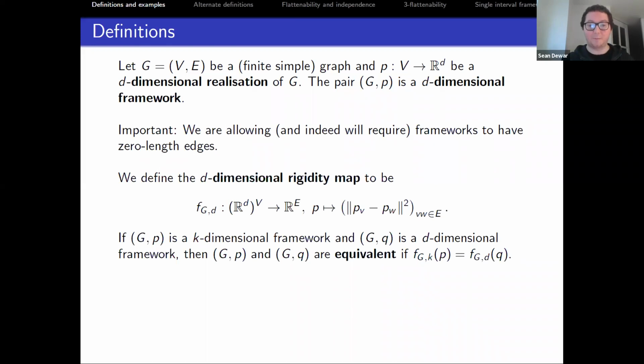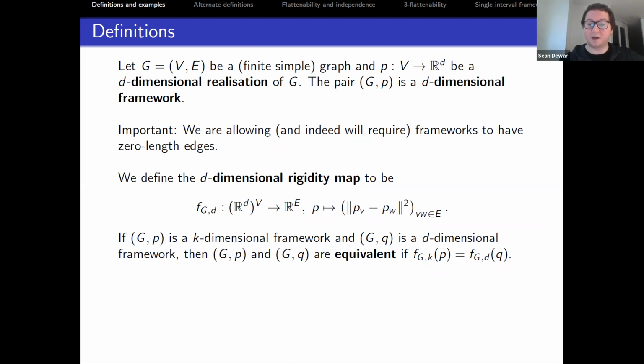We're going to use the d-dimensional rigidity map. I'm using the squared version, which will hopefully become apparent later. This just takes any d-dimensional realization of a graph and maps it to its set of edge lengths squared.